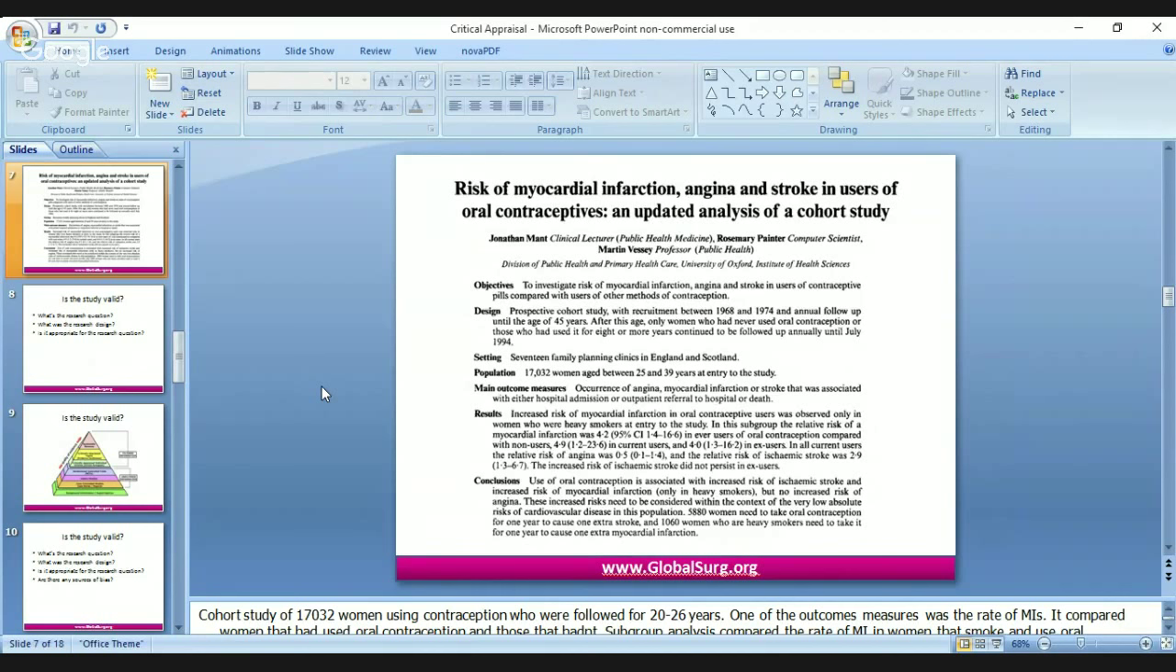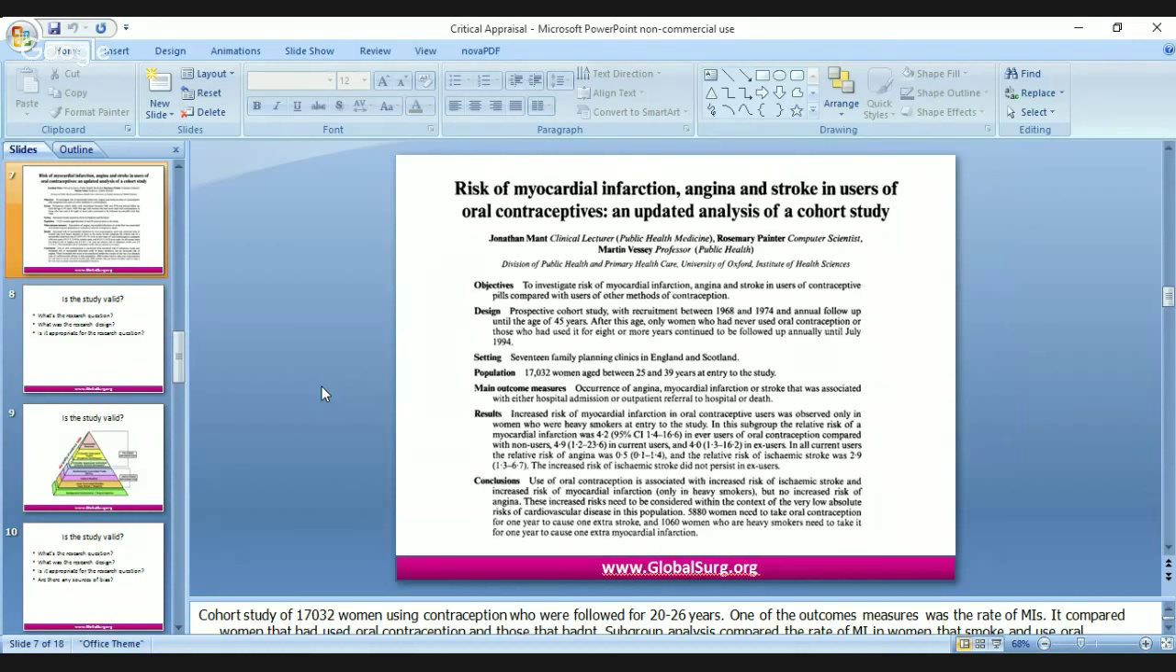Okay. So, just in summary, this is a cohort study of 17,032 women using contraception who were followed for 20 to 26 years. And one of the outcomes that were measured were the rate of MIs. And it compared women that had used oral contraception and those that hadn't. And a subgroup analysis compared the rate of MI in women that smoke and use oral contraceptives and those who smoke and don't use oral contraceptives. So here we know exactly who's participating. You'd have to look into the paper a bit more to see what the inclusion and exclusion criteria would be. And we know that it's a cohort study design.